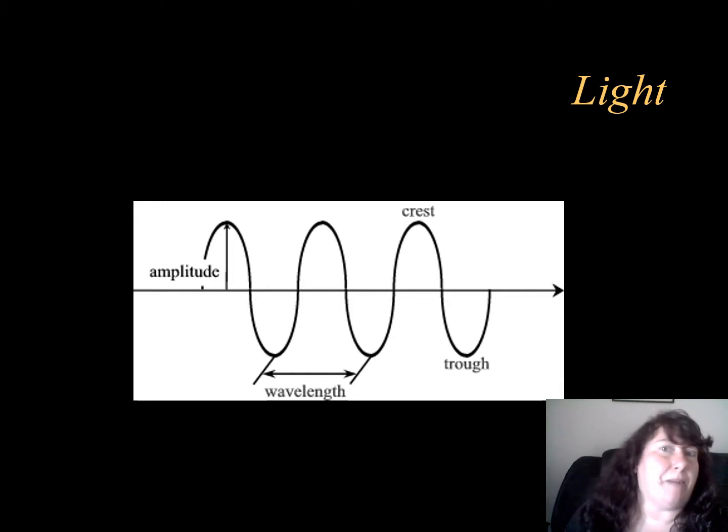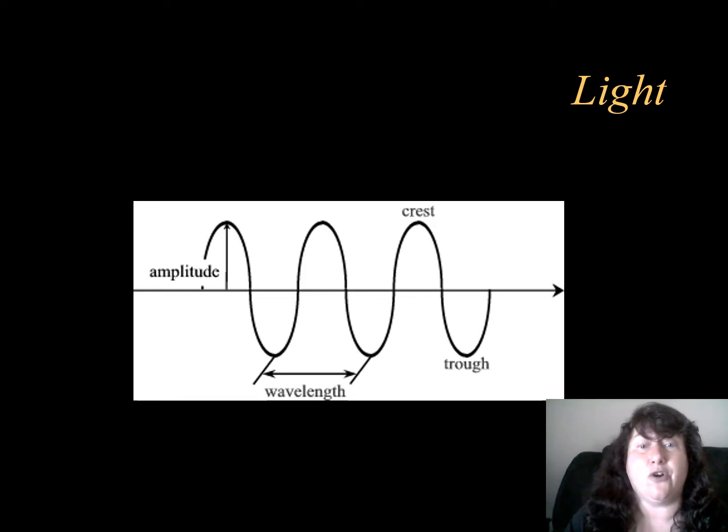So let's talk about the parts of a wave. When we talk about a transverse wave, we usually go from crest to crest or trough to trough. And let me show you that. Right here, let me see if I can mark it. Okay, so right here is the trough, and we go from trough to trough. So we're physically measuring this distance here. Okay, we could also do it from crest to crest.